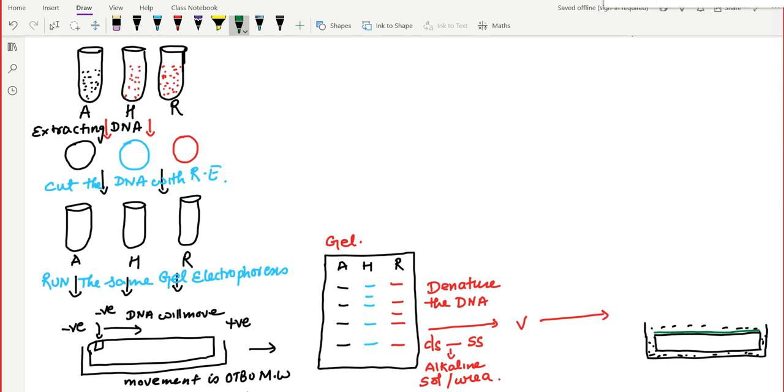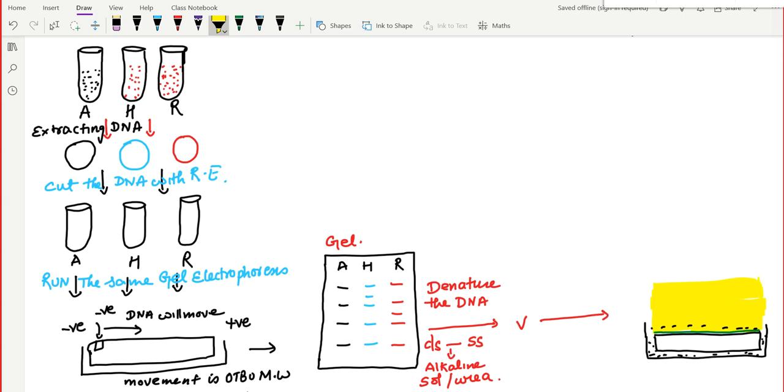Okay, what we are doing, we are putting a nylon membrane above this. Now after putting the nylon membrane, we are keeping a stack of papers above it. We're going to put a stack of paper above the nylon membrane, and the reason for doing it we'll try to understand now.